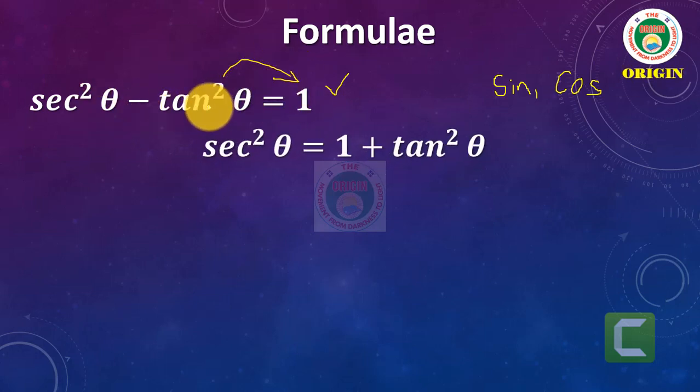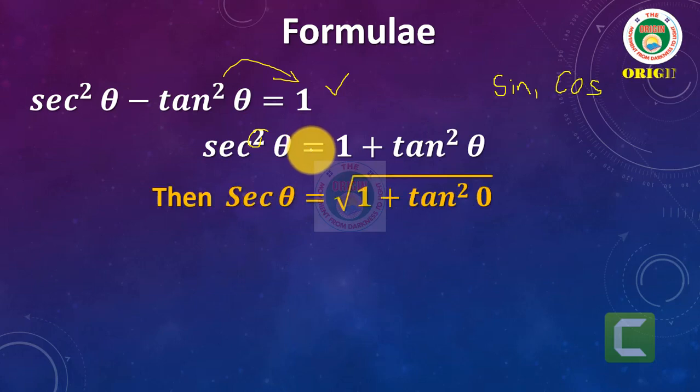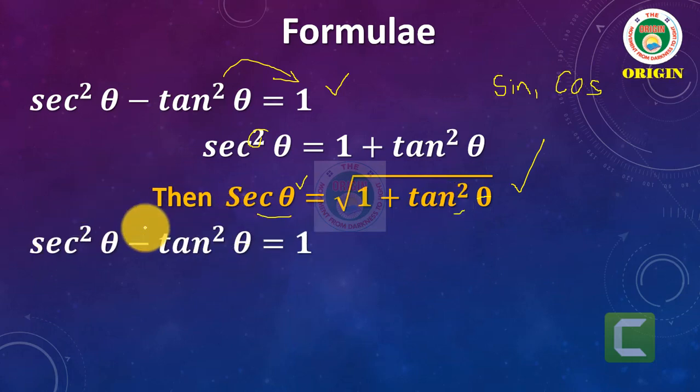Same, I transpose the minus tan square theta to right hand side, that converted into plus. Secant square theta equal to 1 plus tan square theta. Again the square converted into square root, that is secant theta equal to square root of 1 plus tan square theta. And this is the formula for secant theta in terms of tan.